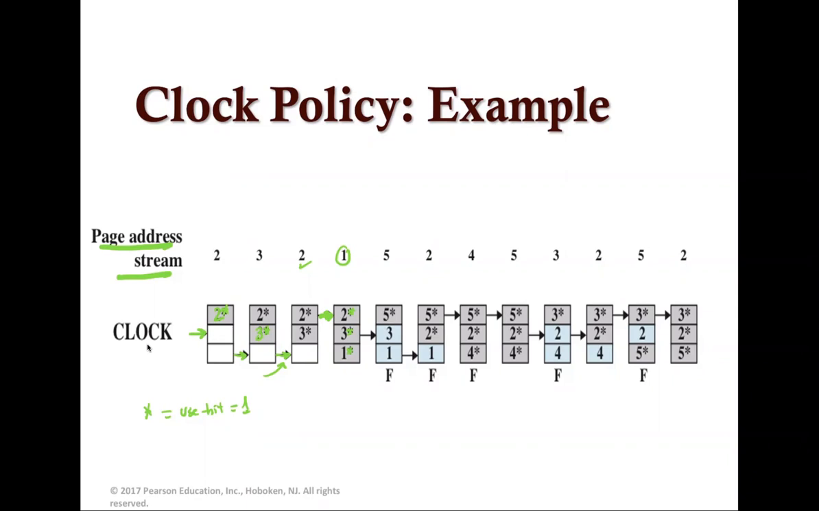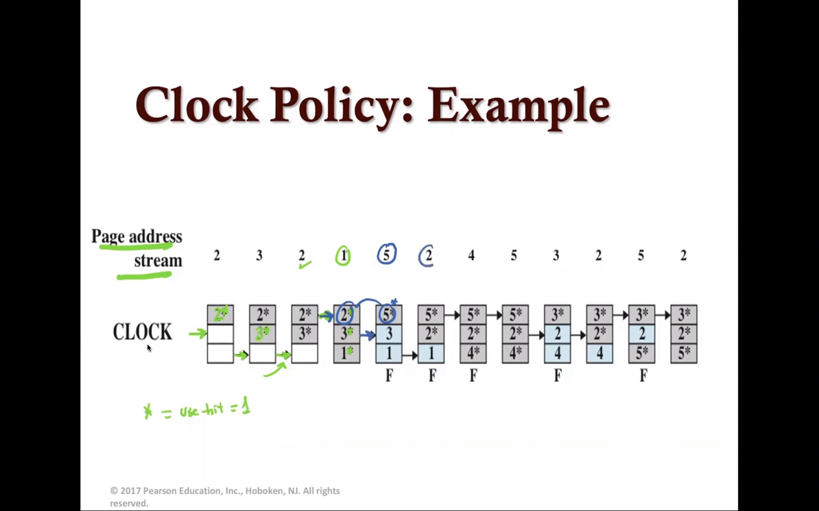So now with the arrival of page number 5, if the reference to page 5 is not in the main memory, we need to know which one to replace. You can see the pointer is now pointing to 2. So what will happen is 5 will replace 2. We're going to set 5 to 1, and we're going to clear everything underneath it. So now the use bit of 3 is set to 0, and the use bit of 1 is also set to 0, and we have advanced the pointer.